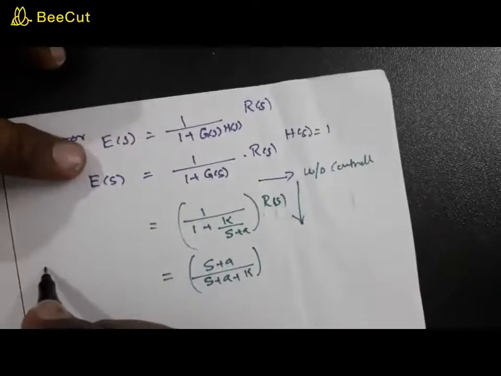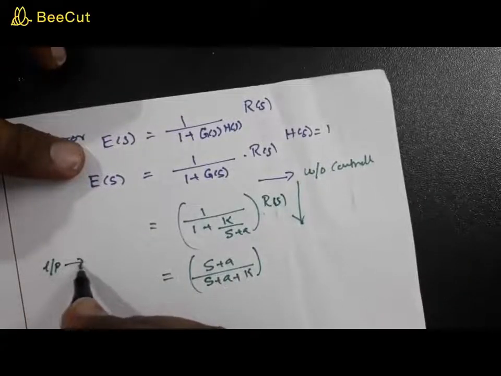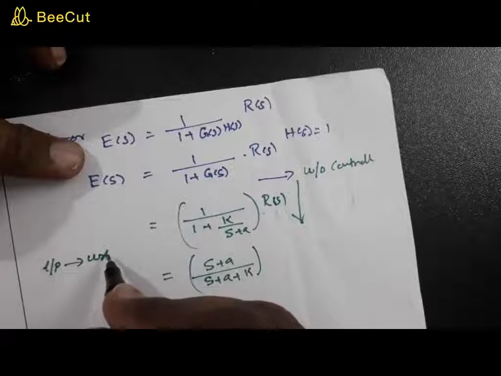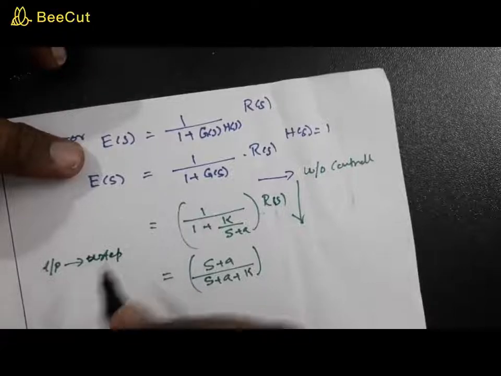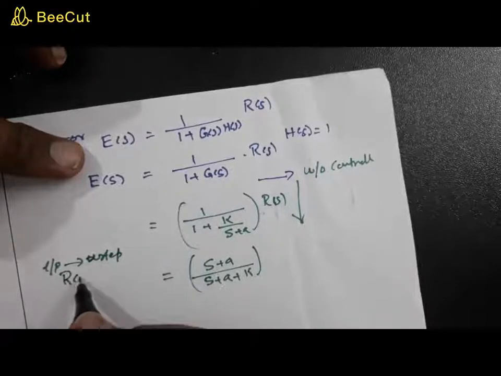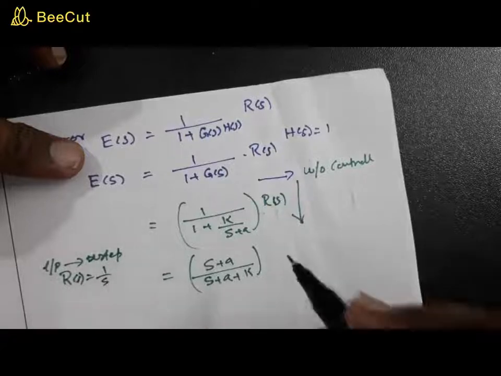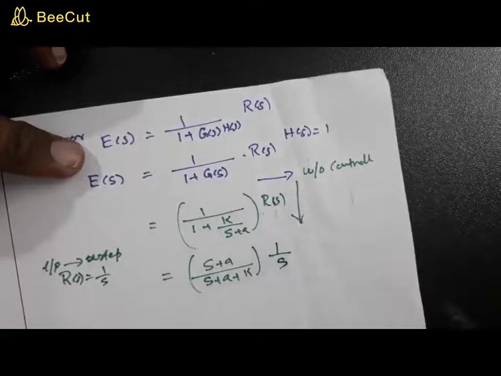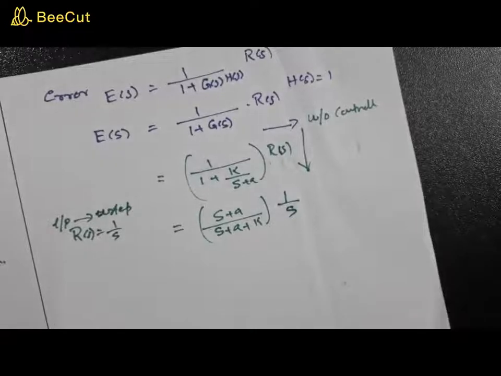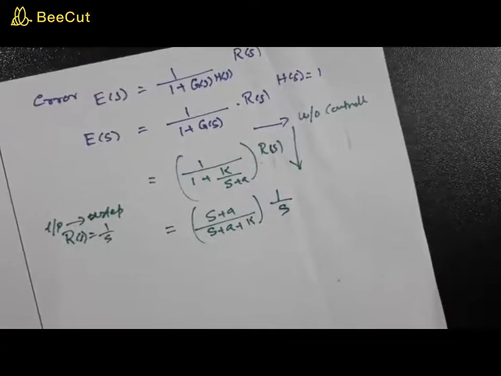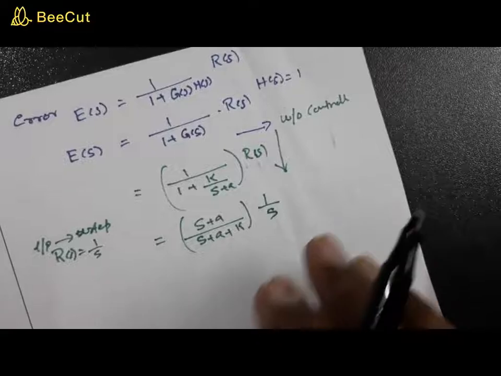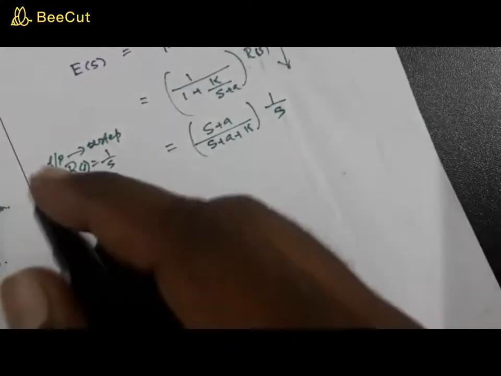Now assume that you are giving a unit step input, a step input. That means your R of S is equal to 1 by S. So this will be S plus A into 1 by S, S plus A plus K into 1 by S. Now let us see the steady state error.